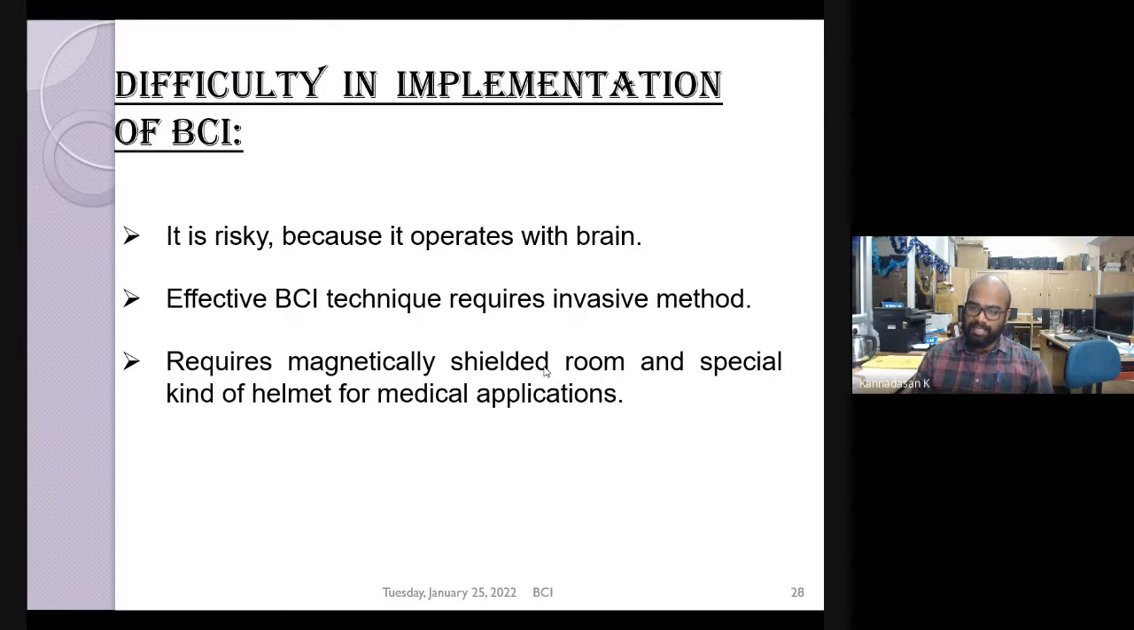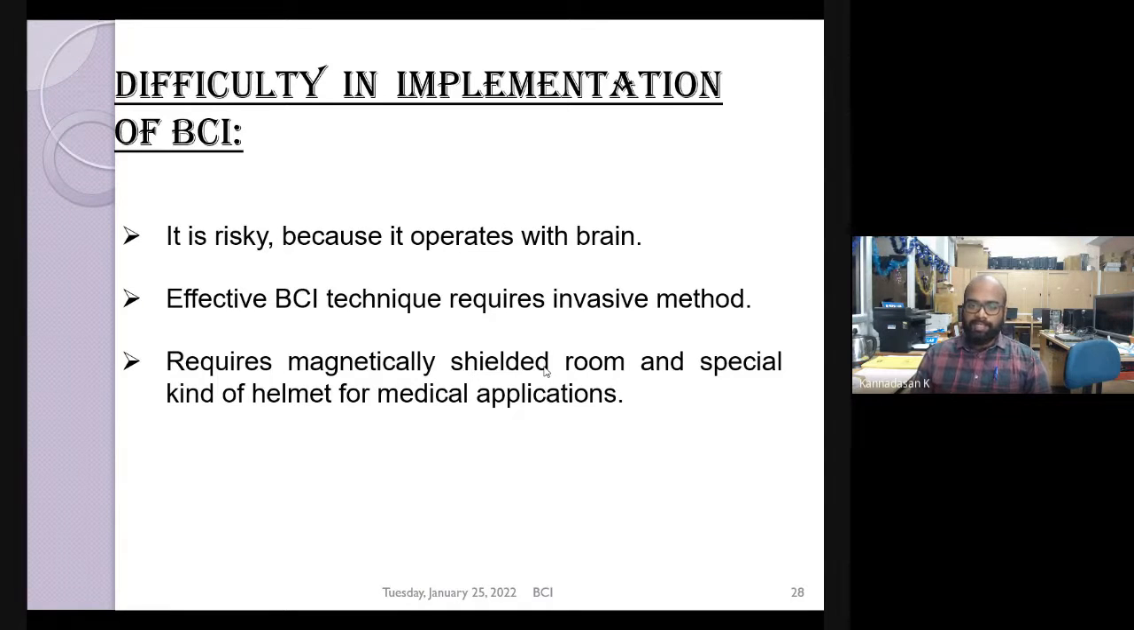Effective BCI techniques are invasive methods. When you want it to be working 100% right, then you have to go for invasive, where you have to open up your skull and brain and place electrodes. It also requires a magnetically shielded room and a special kind of helmet for medical applications. These are the disadvantages.